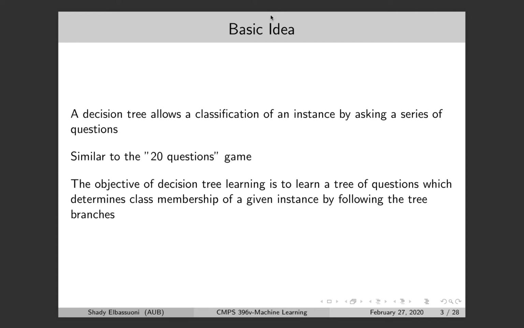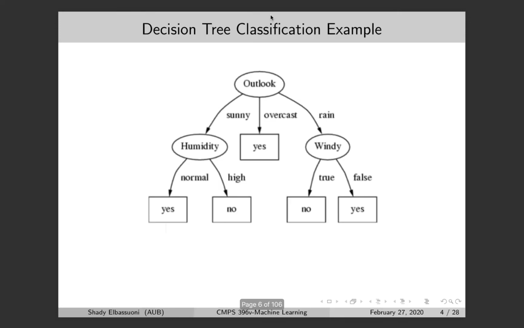The objective of decision tree learning is to learn a tree of questions, which determines class membership of a given instance by following tree branches. Let's look at an example. This is for the dataset we used in last lecture when we talked about naive Bayes classifier. The idea was to decide whether to play tennis or not based on the weather. So we had four features: humidity, outlook, wind, and temperature, and based on the values of these features we determine whether we should play tennis or not.